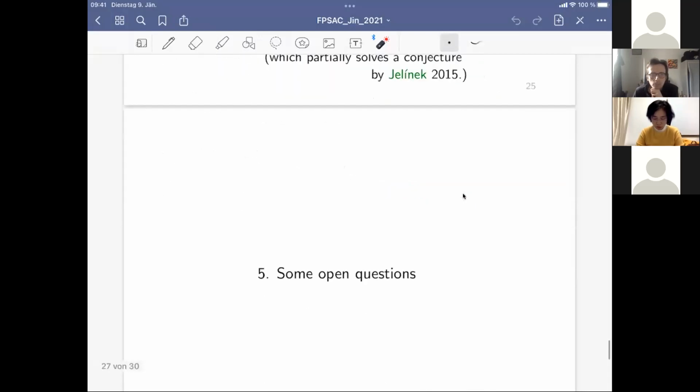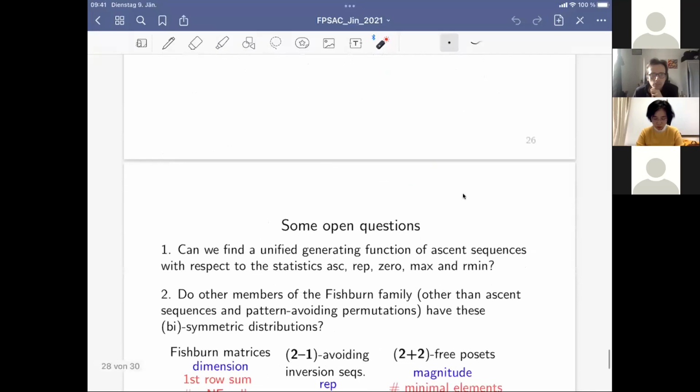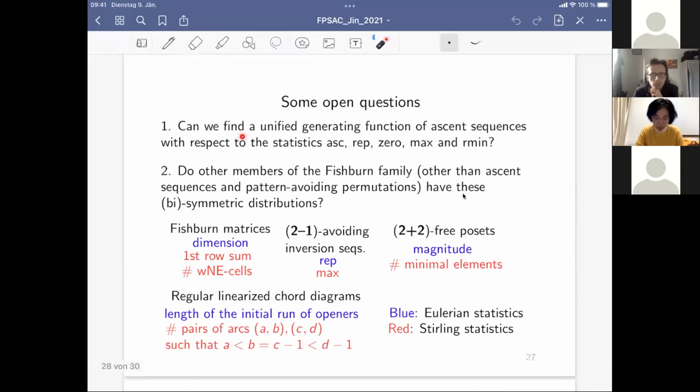Now I will end the talk with some open questions. The first one is, I have shown you the generating function of ascent sequences with max, and also the one for ascent sequences with max and R-min. Can we find a unified one for all the 5 statistics? We had one, but it is like half a page long, and it involves 2 summations and 2 products.